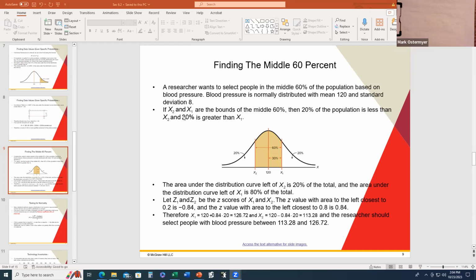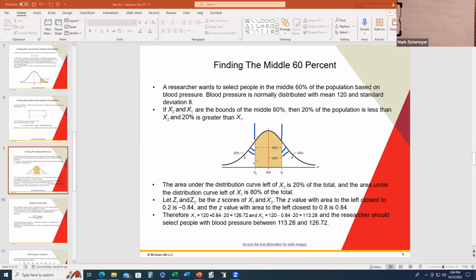I could be wrong. Now, if X sub 2 and X sub 1 are the bounds of the middle 60%, then 20% of the population must be less than what? X sub 2. How did they get that, Lizzo? They're using the empirical rule and symmetry. Because we know that we want to select the middle 60% blood pressure readings. So 60% of our blood pressure readings lie between X sub 2 and X sub 1. That leaves 40% of the area of the rest of the curve to lie equally in the lower tail down here and also the upper tail up here.